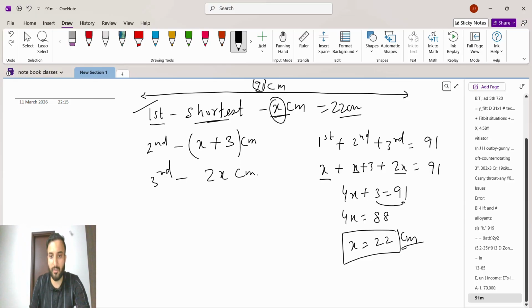You can check like this. This is 22 centimeter. 22 plus 3, 25 centimeter. 22 times 2, 44 centimeter. Now count this. 22 plus 25 plus 44, 91 centimeter. Yes.